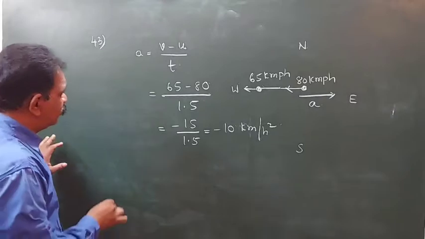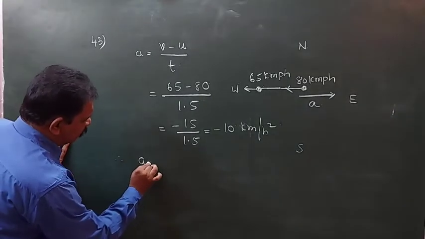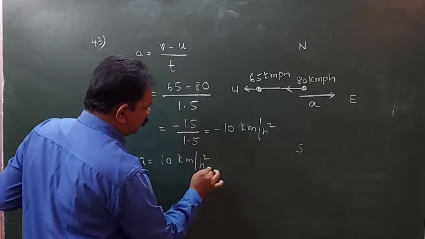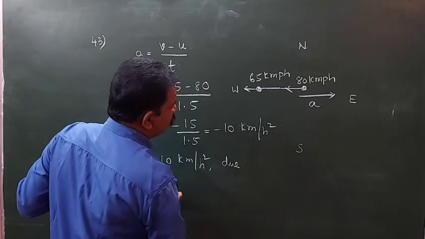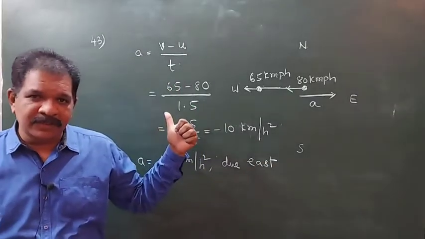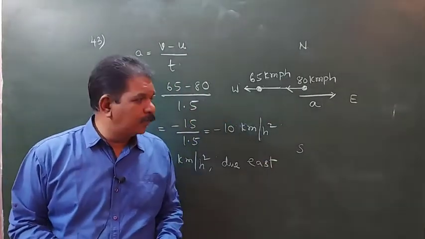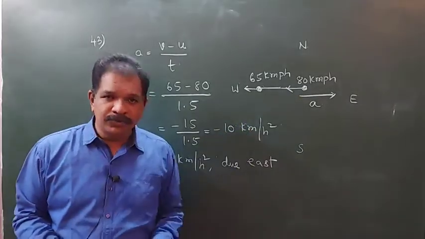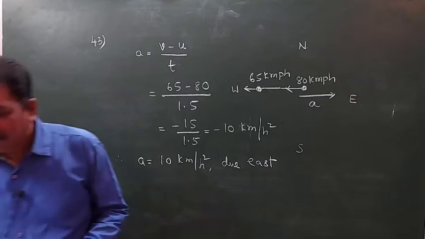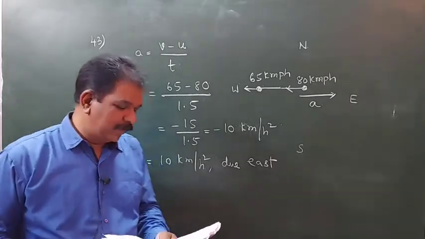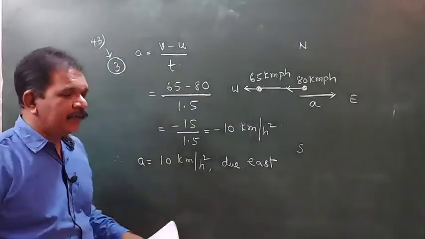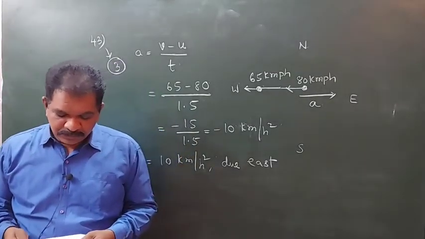So therefore a is equal to 10 kilometer per hour square due east. It is moving towards the west, no? Acceleration will be opposite to that, so it will be due east. So if we observe the options, 43, this will be the third option. Next, 44, what they are asking, see.